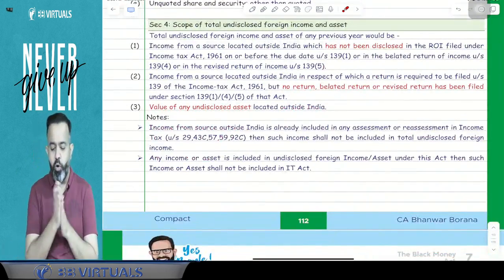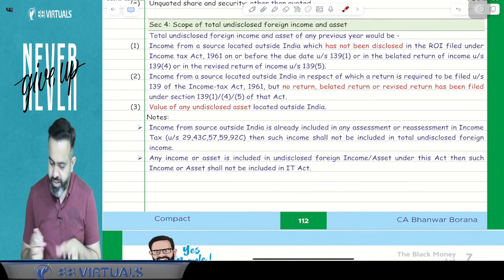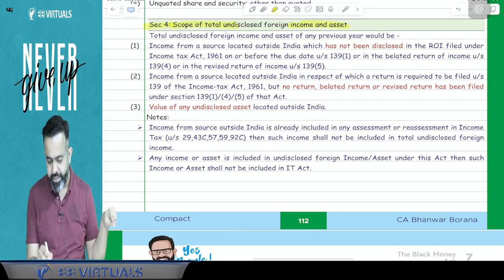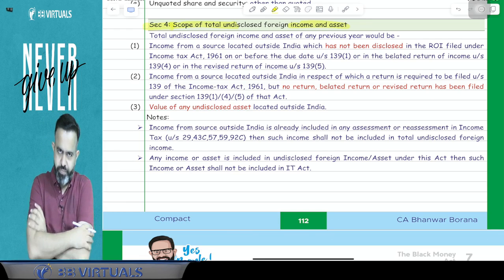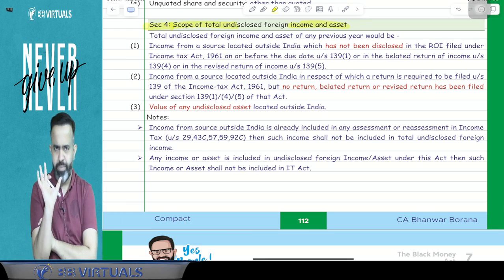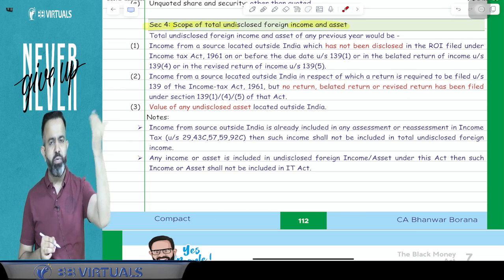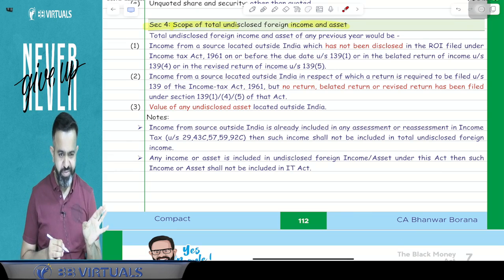First is the scope of total undisclosed foreign income and undisclosed foreign asset. Which foreign income or undisclosed foreign asset will be covered under this Act? There is section 4. Section 4 says, what do you mean by undisclosed? Undisclosed means very simple. Suppose you file the return of income under section 139.1, 139.4, 139.5, and you have not disclosed that asset.